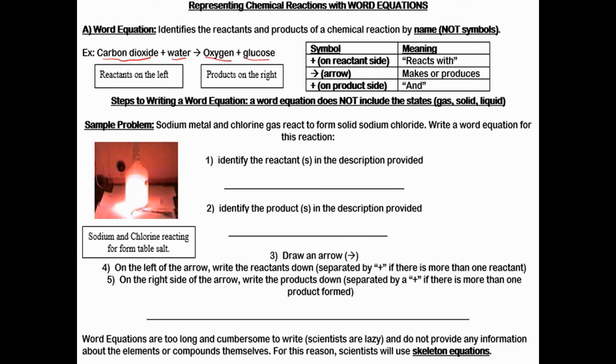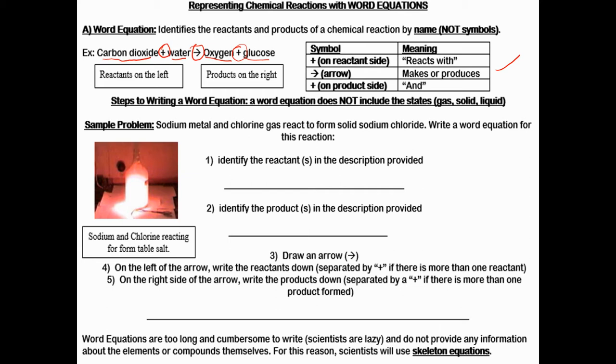The carbon dioxide and the water are on the left side of this arrow here, so they're the reactants, your starting materials. The plus over here means reacts with. So carbon dioxide reacts with water. The arrow means to produce. And then oxygen and glucose. The plus here means and. Oxygen and glucose are on the right side of your arrow, so they're the products. So this is what all the different symbols within a word equation mean.